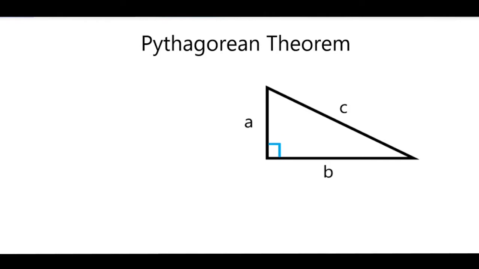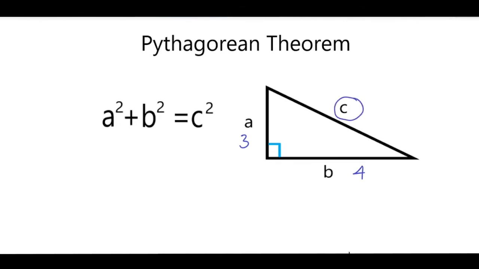Which looks like this. So in a right triangle, if we take the length of A and square it, and then we take the length of B and square it, and we add those together, they will equal the length of our hypotenuse squared. And what that'll look like is this. Let's say A is 3 and B is 4. Let's figure out what C is.